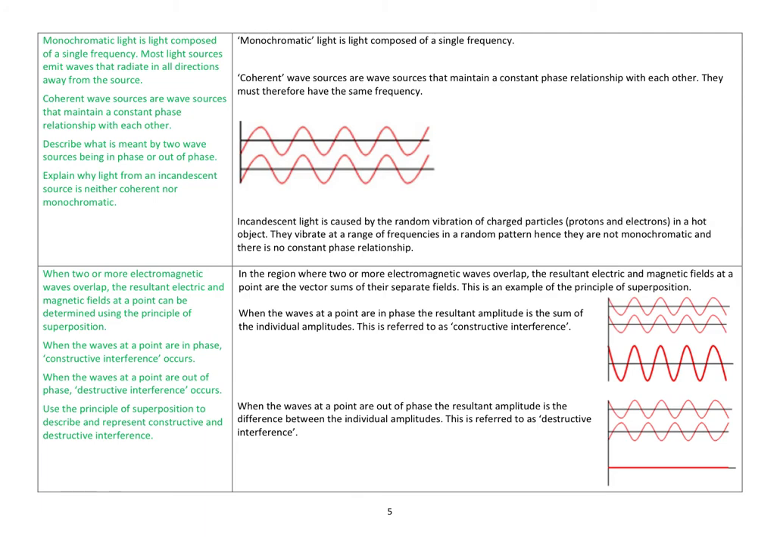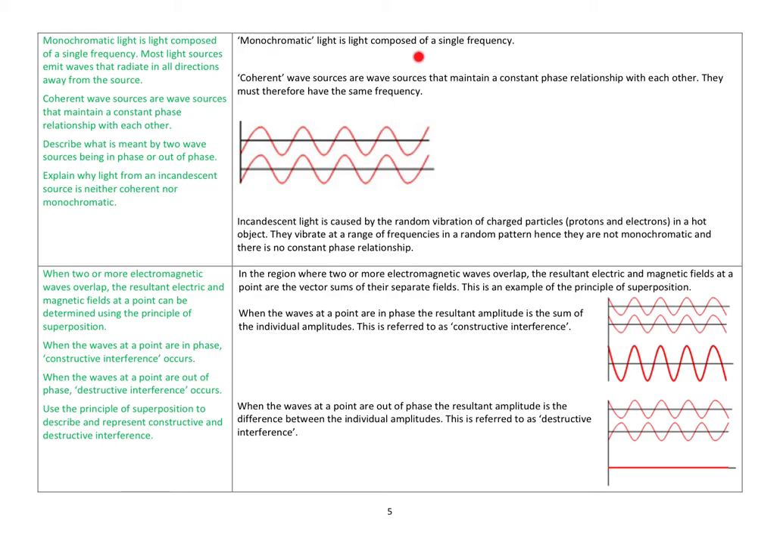Okay, so let's start off by looking at what monochromatic light is, what coherent light or coherent wave sources are, and looking at these terms in phase and out of phase here. So monochromatic, mono meaning one. When you do a mono on your bike, you ride it on one wheel. Chromatic is often used as another word. I think it's from the Latin for colour. So mono means one colour.